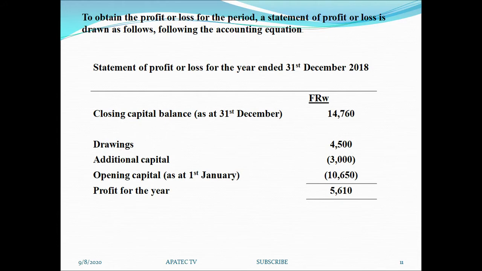We have the statement of profit and loss for the year ended. We have to take the closing capital balance, which is equal to this from the balance sheet, and also we add drawings, which is 4,500, and we subtract the additional capital and the opening capital to get the profit for the year ended.